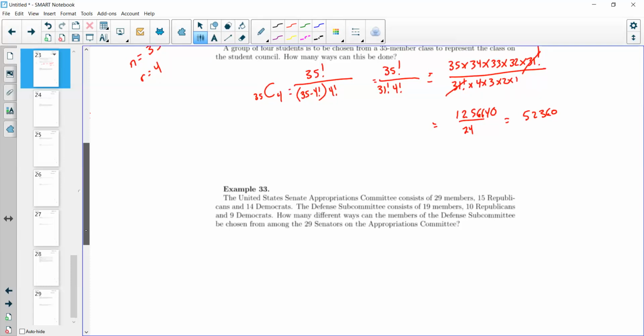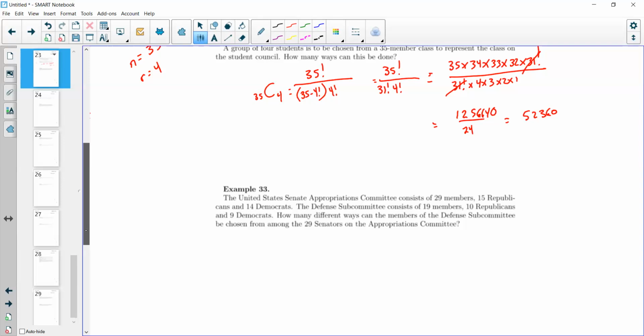Okay, so now we have the United States Senate Appropriations Committee, which consists of 29 members, 15 Republicans and 14 Democrats. The Defense Subcommittee consists of 19 members, 10 Republicans and 9 Democrats. How many different ways can the members of the Defense Subcommittee be chosen from among the 29 senators on the Appropriations Committee? Now this one gets tricky. You're immediately thinking 19 out of 29, right?